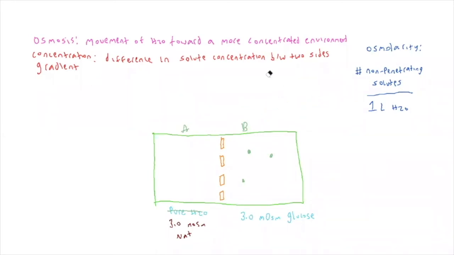And that's because with osmosis, we're not concerned with what the solutes are. We're concerned with the concentrations. So in this case, there would be no water movement, because the osmolarity is the same on each side. Recall that osmolarity is the number of non-penetrating solutes over 1 liter of water. It does not matter what those solutes are. So if the osmolarity is the same between two sides, water is not going to move.